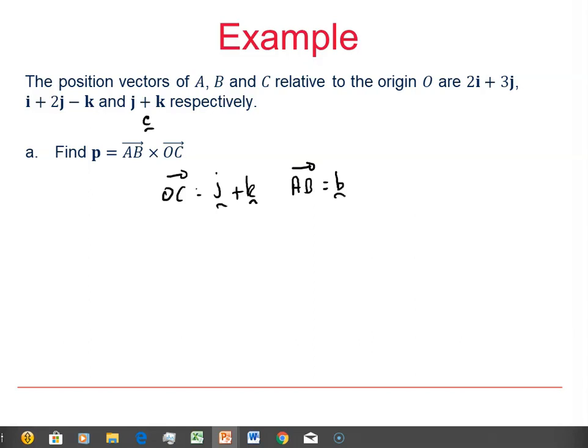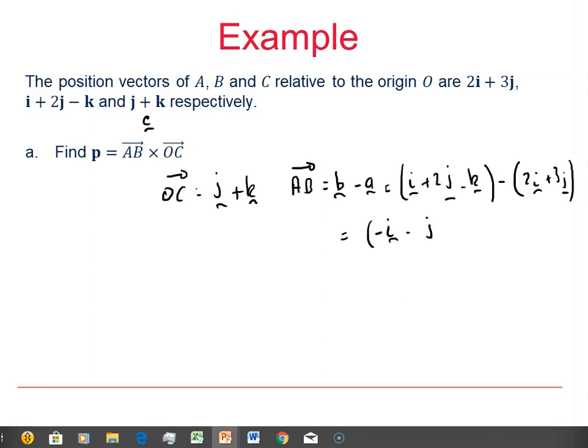That's going to be position vector B minus A, and that is I plus 2J minus K, and then subtract from that A, which is 2I plus 3J, and that gives us negative I minus J minus K. So P, we're told, is going to be AB crossed with OC.